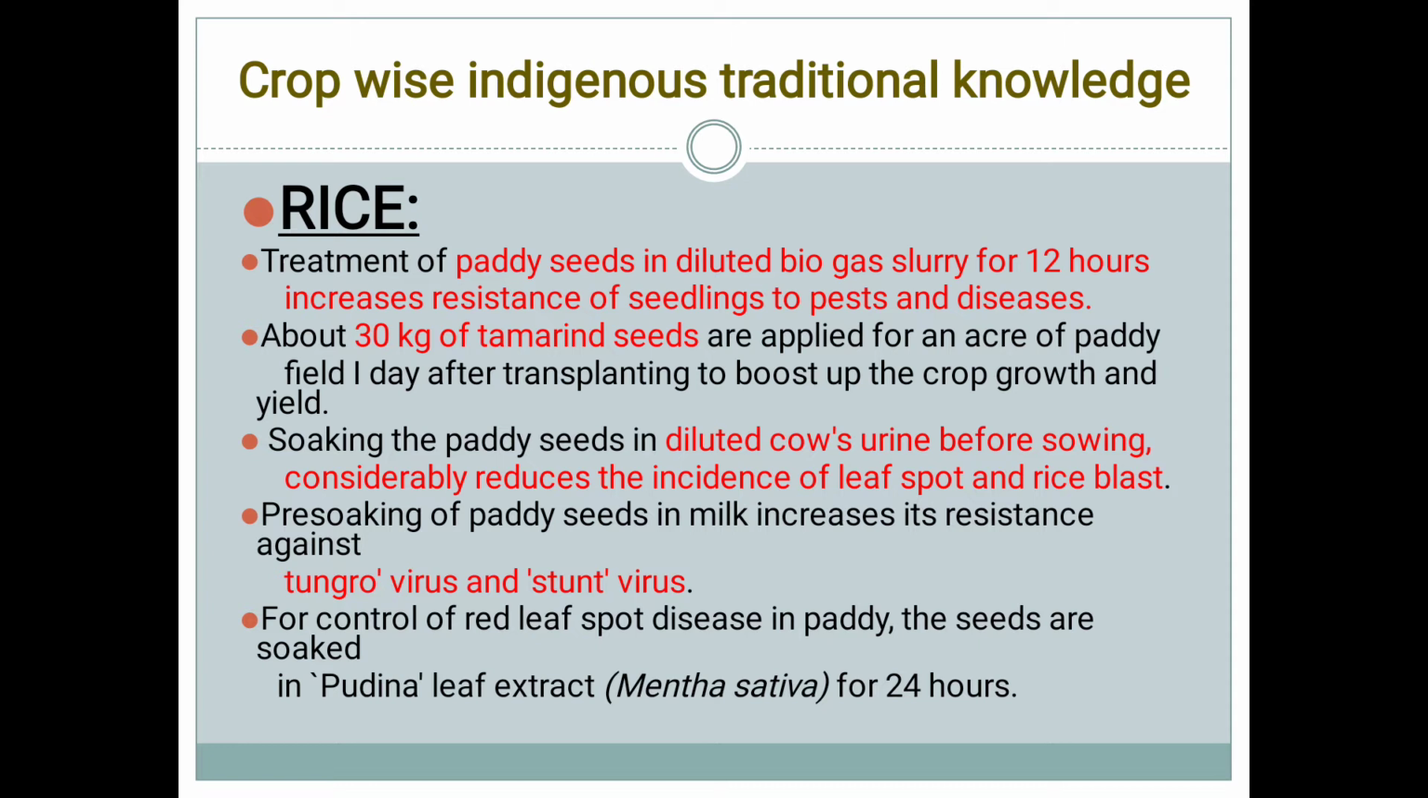Treatment of paddy seeds in a diluted biogas slurry for 12 hours increases the resistance of seedlings to pests and diseases. If we give paddy seeds a treatment of diluted biogas slurry, these seeds are dipped for 12 hours to increase the resistance of seedlings to pests and diseases. Then about 30 kg of tamarind seeds are applied per acre of paddy field on the first day after transplanting to boost up the crop growth and yield.